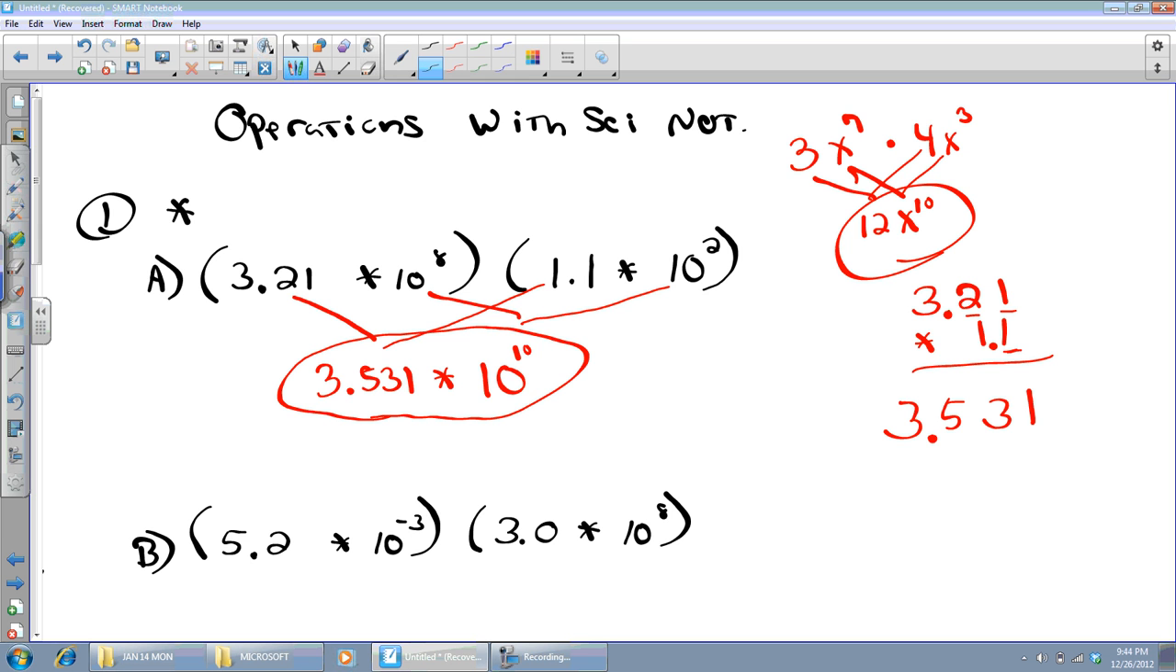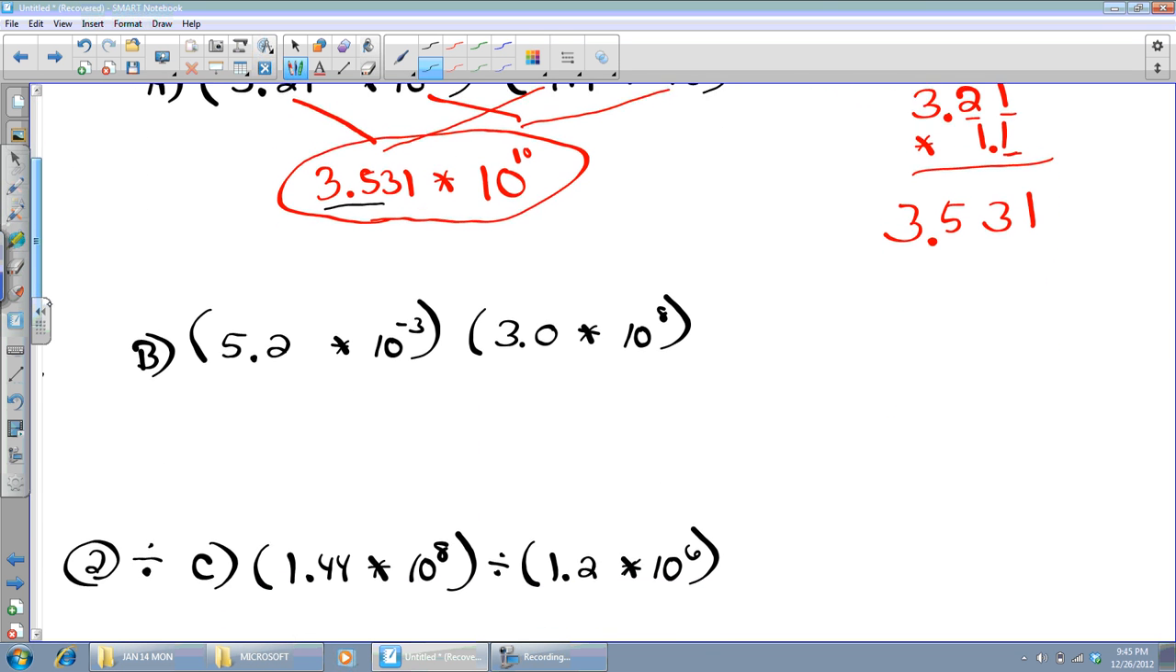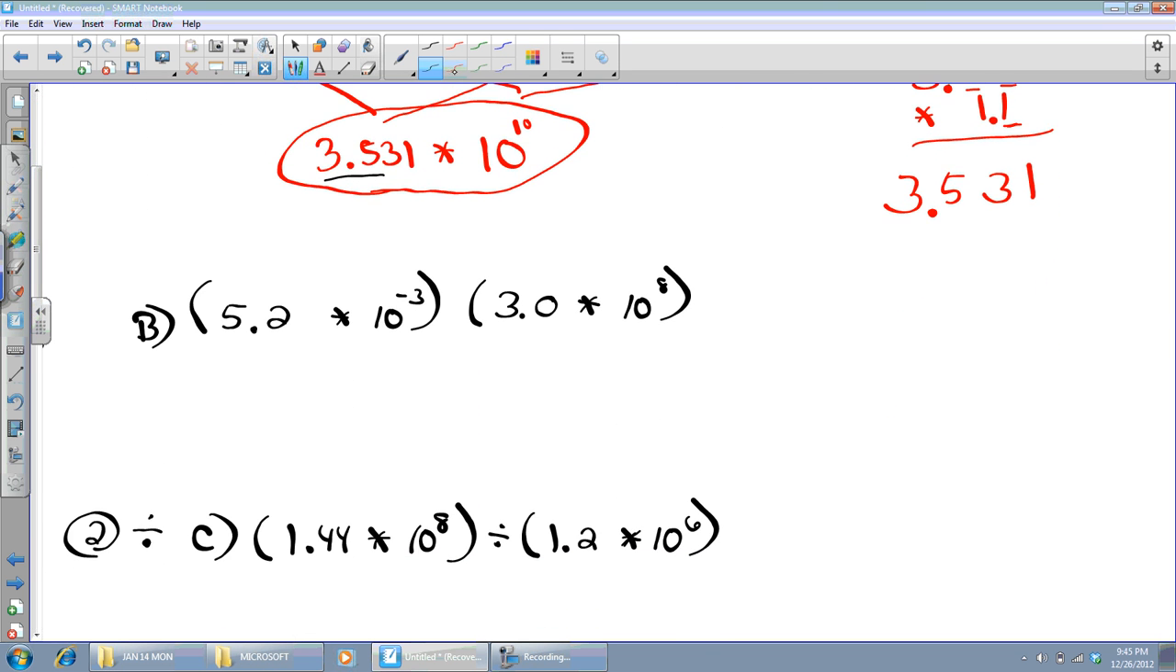Just a little hint, you always want to check this number here and make sure the decimal point's where it needs to be. You might have to change it when you're done. Okay, let's look at problem B here. Again, I'm going to multiply the 5 and 2/10 by 3. And 52 times 3, well, 156. There was a decimal point there, so there's one digit. So right now I have 15.6.